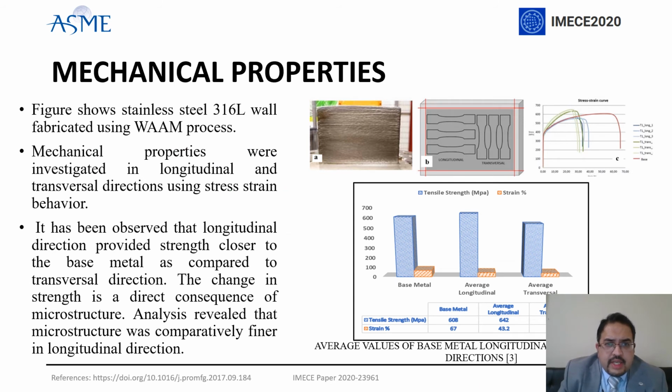In another study, a sample was fabricated using stainless steel, as shown here, and the samples were prepared in the longitudinal and the transverse direction. It has been seen that in the longitudinal direction, very similar properties to the base material were observed. And deeper analysis showed that the microstructure was comparatively finer in the longitudinal direction.